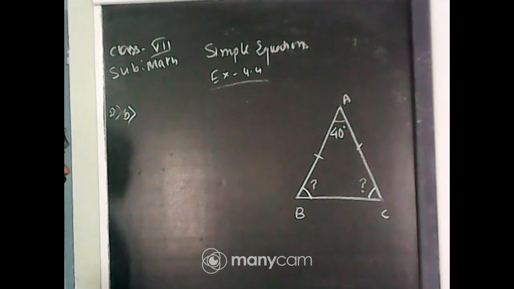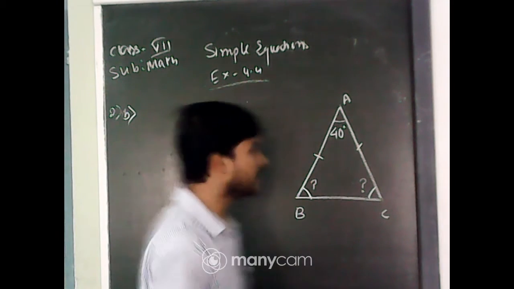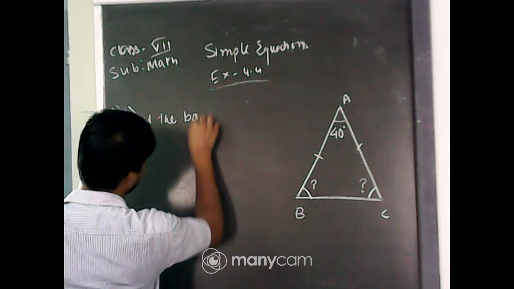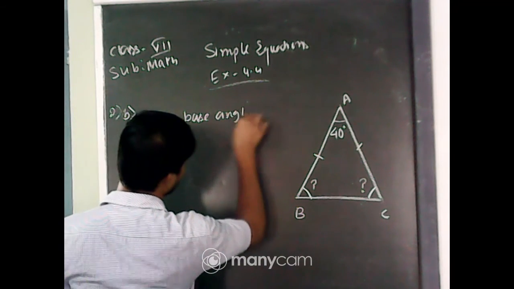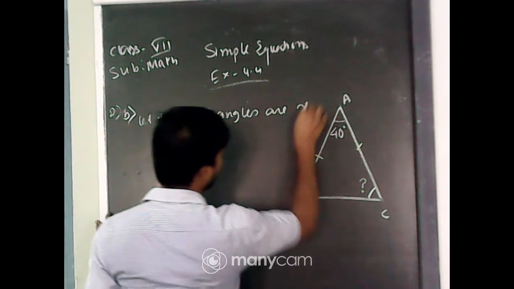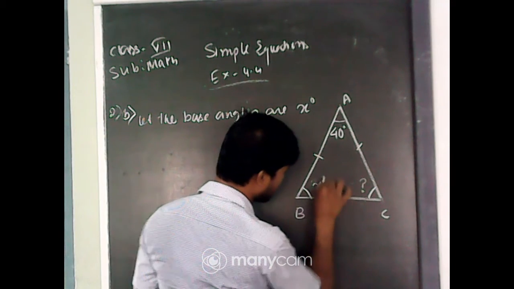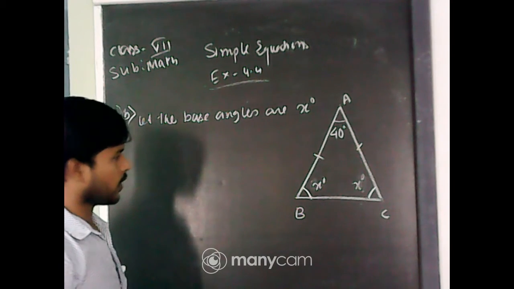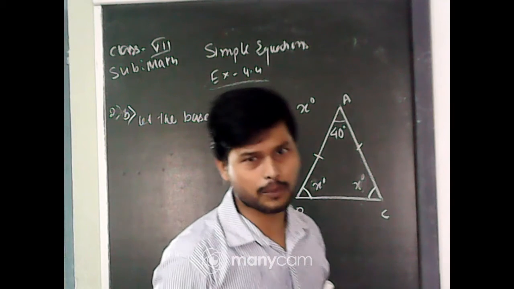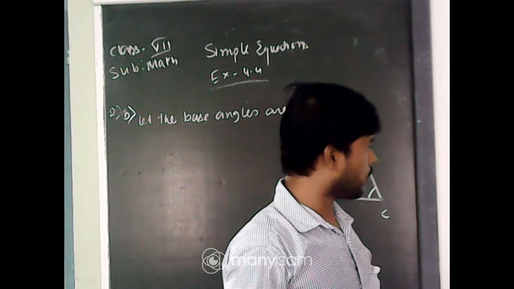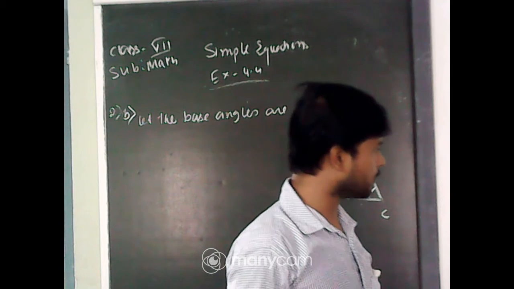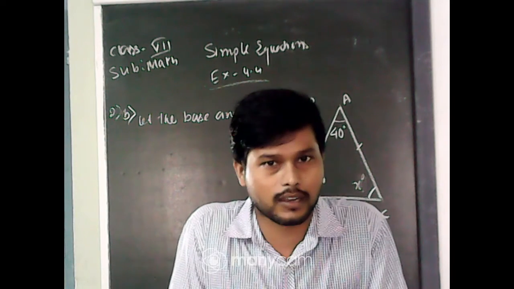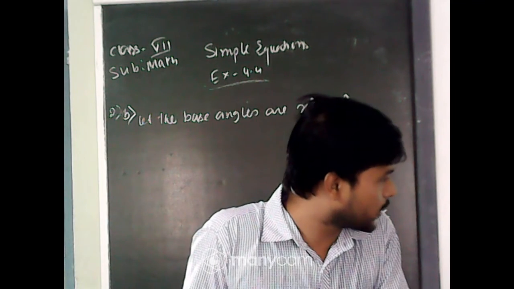So let us consider the base angles are x degrees, which means this angle is x degrees and this angle is also x degrees. Now try to recall the angle sum property of a triangle. What is the angle sum property of a triangle? It says that the sum of all interior angles of a triangle is equal to 180 degrees. Isn't it?